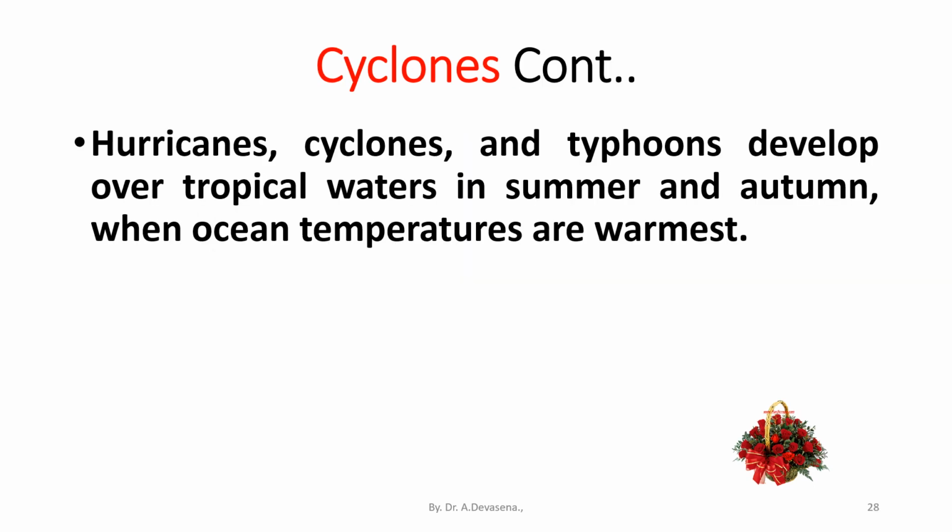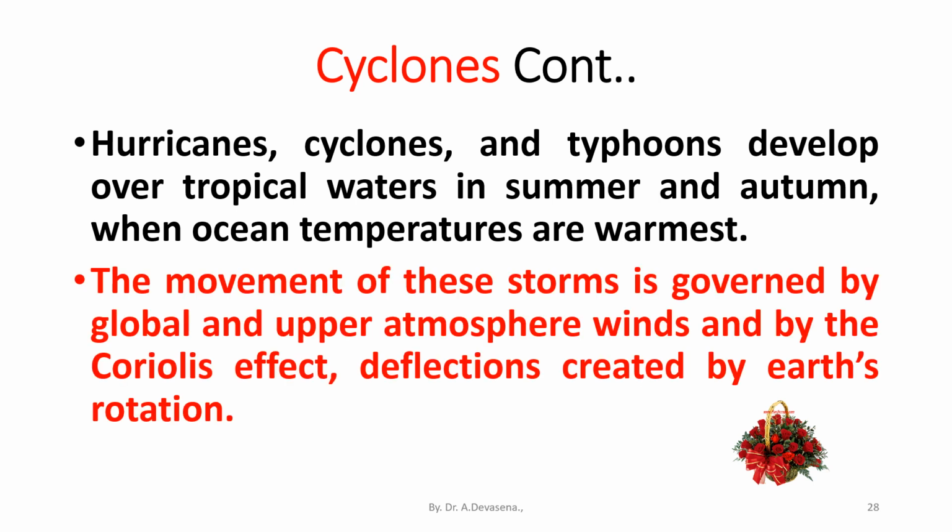Hurricanes, cyclones, and typhoons develop over tropical waters in summer and autumn when ocean temperatures are warmest. The movement of these storms is governed by global and upper atmosphere winds and by the Coriolis effect, deflections created by Earth's rotation.